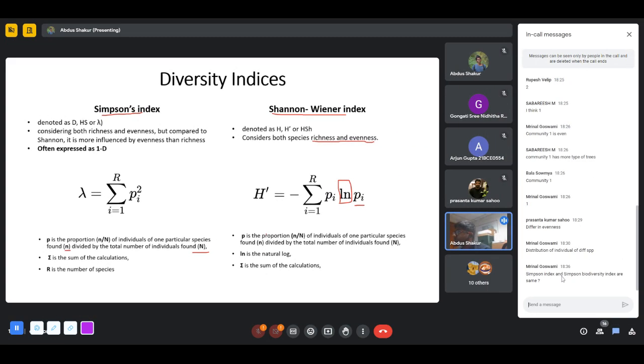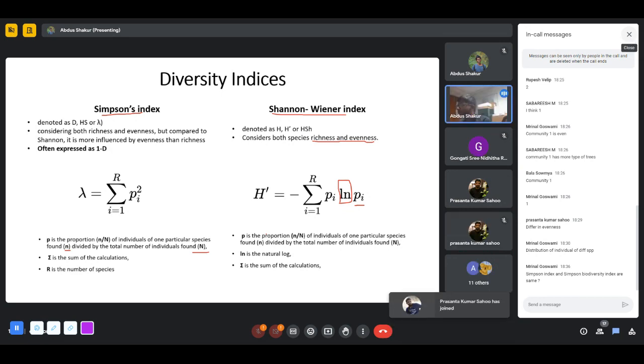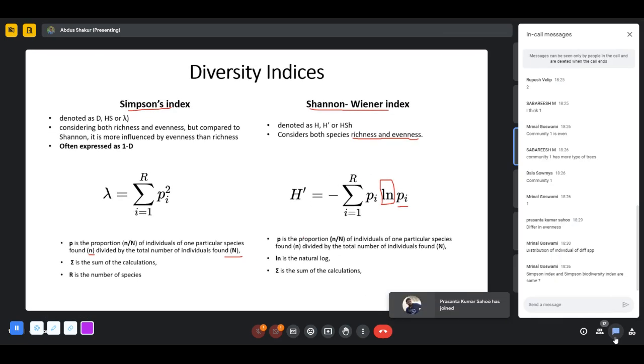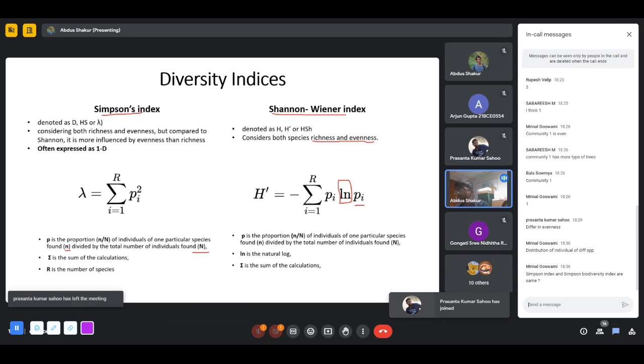Just a minute, someone asked a question. Simpson's index and Simpson's biodiversity index: yeah, you just add multiple names to it, but both are the same. There's not much difference, but the way they're represented might be different. So don't get confused. Sometimes instead of lambda equal to sum of pi square, they will just show one minus sum of pi square. Just don't get confused. They both are the same.